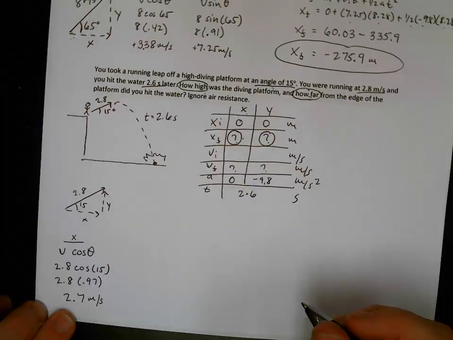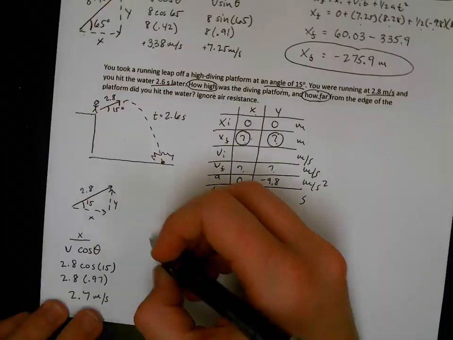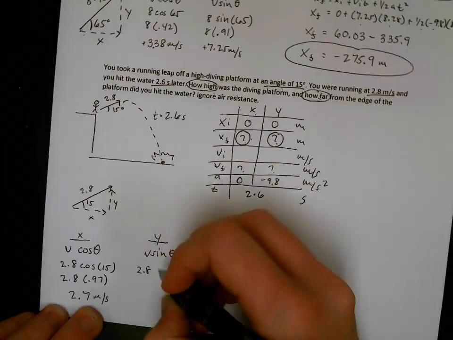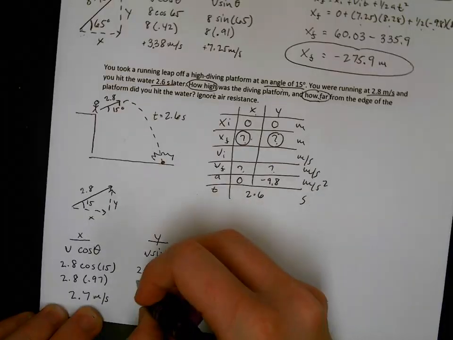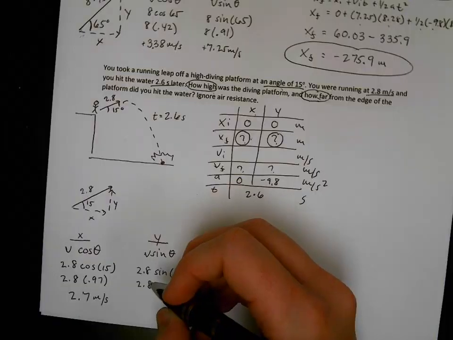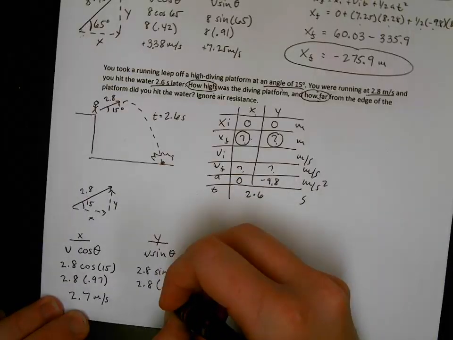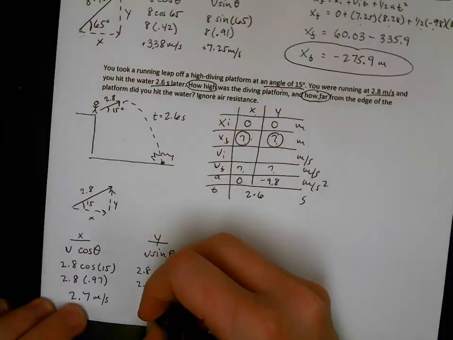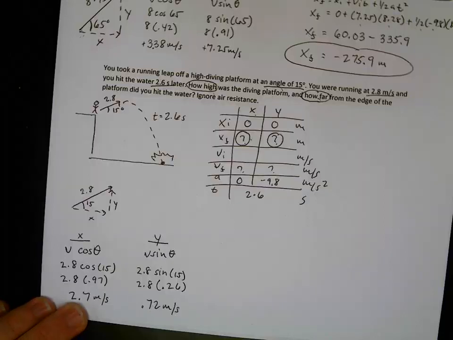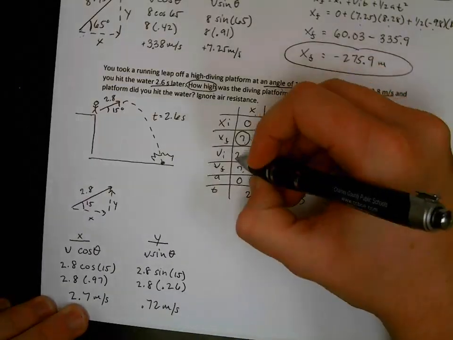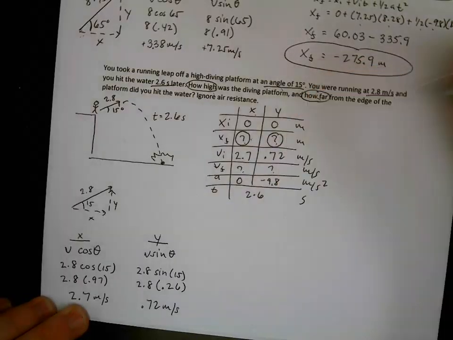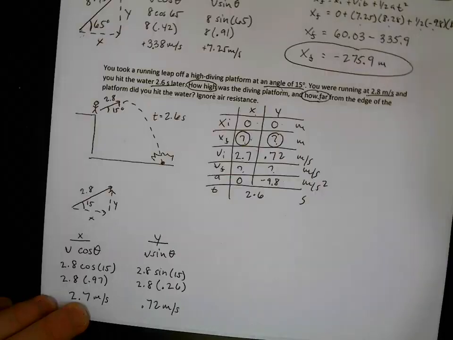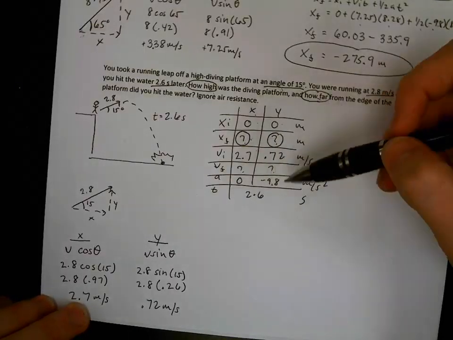Same thing in the Y direction, except that we use sine. So 2.8 times the sine of 15. The sine of 15 is 0.25, 0.26 actually. Multiply that by 2.8, and we end up with 0.72 meters per second as the velocity in the Y direction. So I can plug those in my table, 2.7 in the X direction, 0.72 in the Y direction. At this point, I have 4 things in the X and 4 things in the Y. I could solve either side right now because I have enough information in my table.